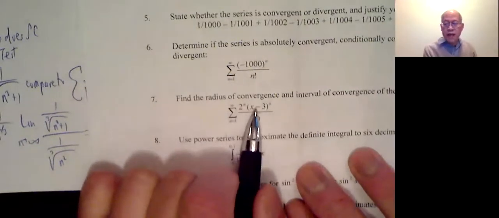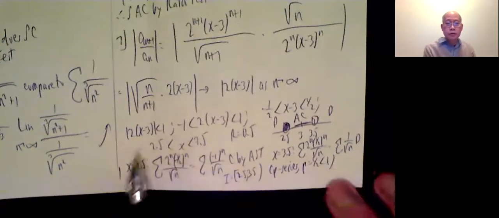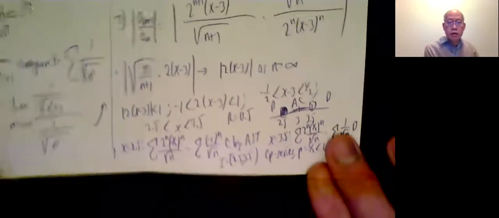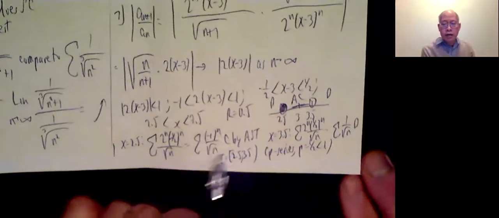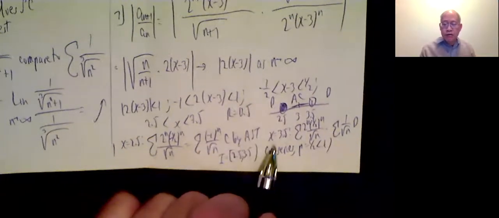Plugging in 2.5, negative a half to the n times 2 to the n is negative 1, so you have negative 1 to the n over radical n. That converges by the alternating series test, so color that in. But I would plug in 3.5.